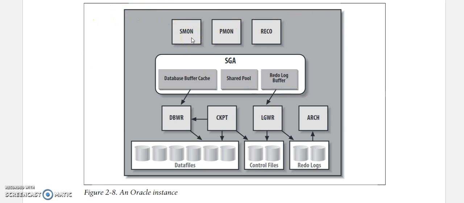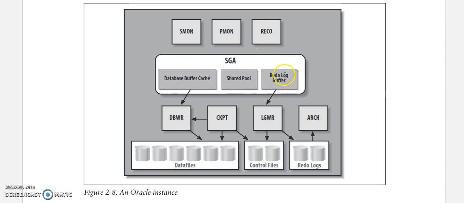So up top we have the system monitor, the process monitor, and the recoverer. The process monitor and the recoverer are pretty much used for cleanup in failure or crash instances. The system monitor maintains pretty much the overall health of the system, and it also performs the crash recovery when the instance is started after a failure.